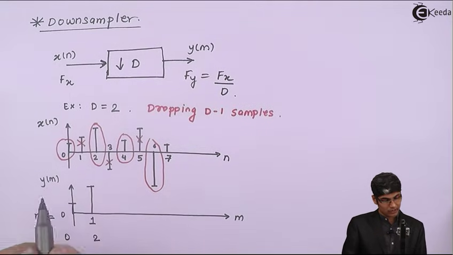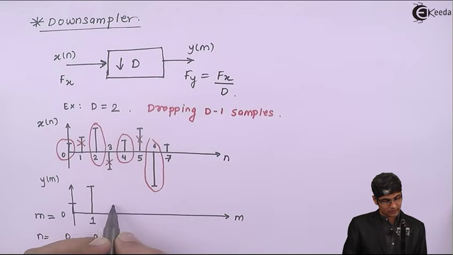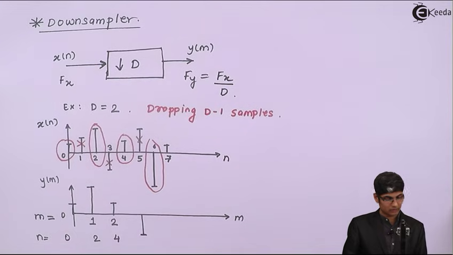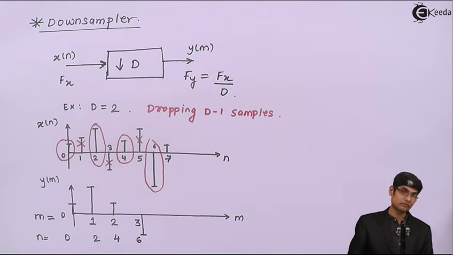Then I drop the next sample and I pick up the next sample. Your m is equal to 2, but n is equal to 4. Then I drop the next sample and I pick up the next sample. Here m is equal to 3, but n is equal to 6.